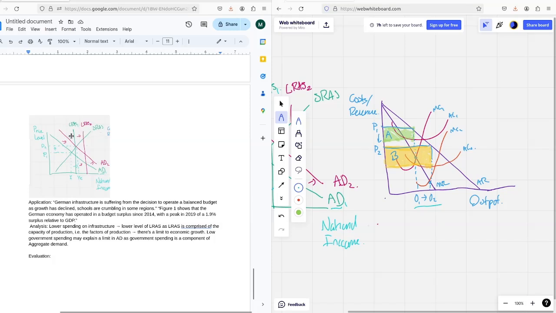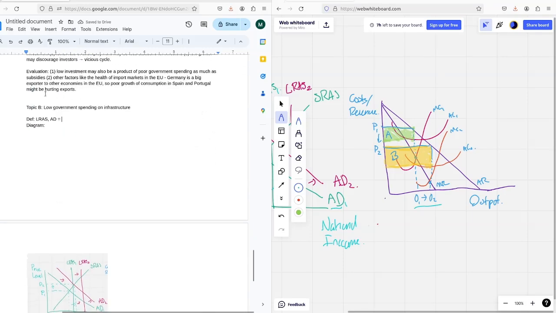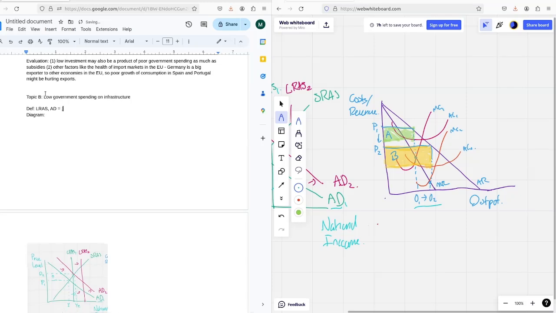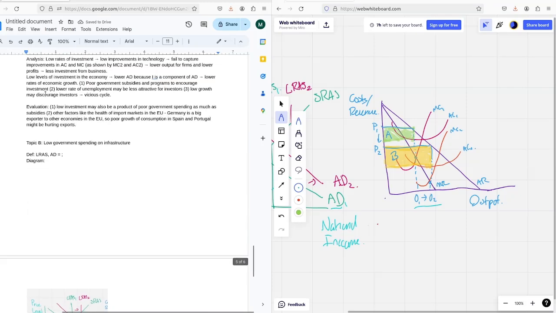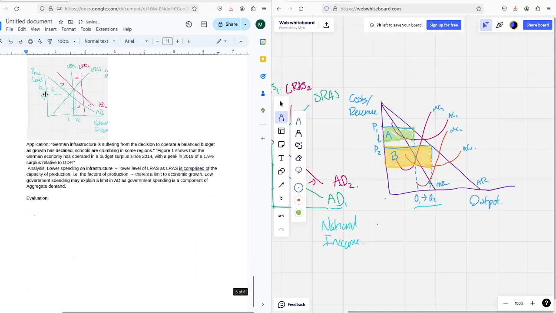You want to be super clear, if you're drawing it with the arrows this way, that this represents what you could get if you had a higher rate of government spending on infrastructure and a higher rate of government spending in general. In terms of definitions, I want to define long-run aggregate supply, make it clear that it's influenced by factors of production. I could define components of aggregate demand, if that's not something I've touched on as much in my first point. I could think about the multiplier effect, right? So there's a few things you can go for there.